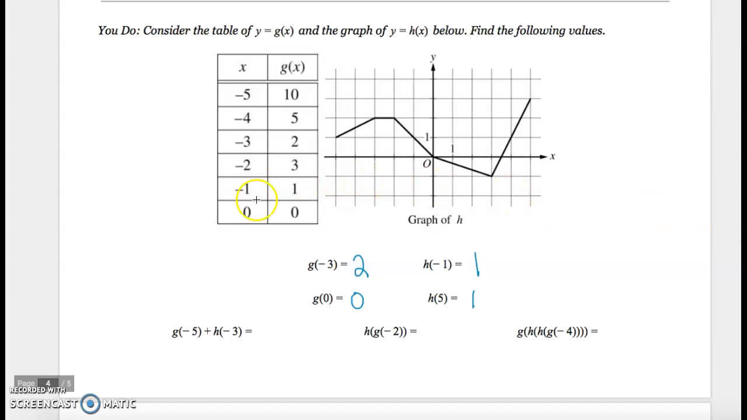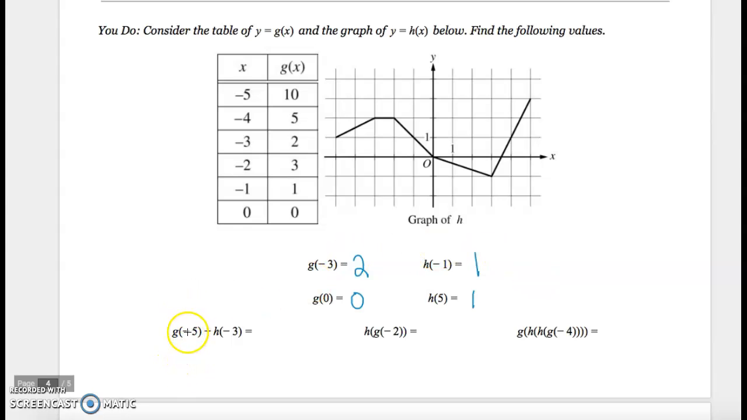Excellent. Now we're going to do a little bit of work. So you can do the same types of things with your function notation. So like this is when you add 2 functions together, this is a composition of functions. This is like a crazy composition of functions, but we can still handle it. So let's go ahead and work on this first one.